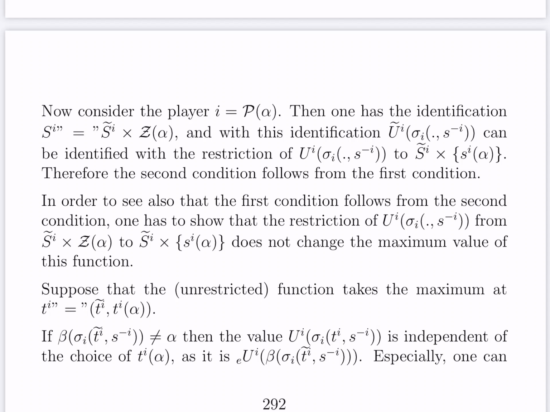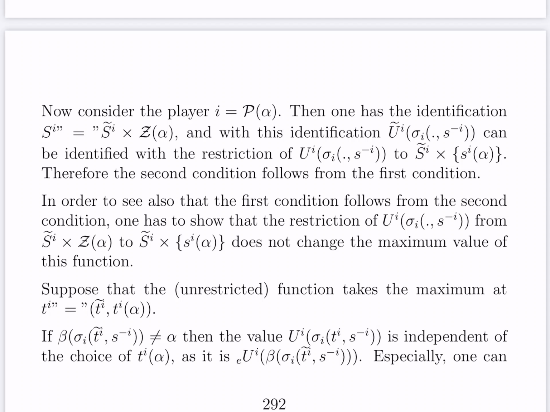So in order to see that also the first condition follows from the second condition, one has to show that the restriction of the utility function on the full set S_i, so the full product S tilde i times moves after alpha, to this slice where the move after alpha is fixed, does not change the maximum value. So the restriction should still have the same maximum value as before, because then also this strategy combination is also a Nash equilibrium of the full game.